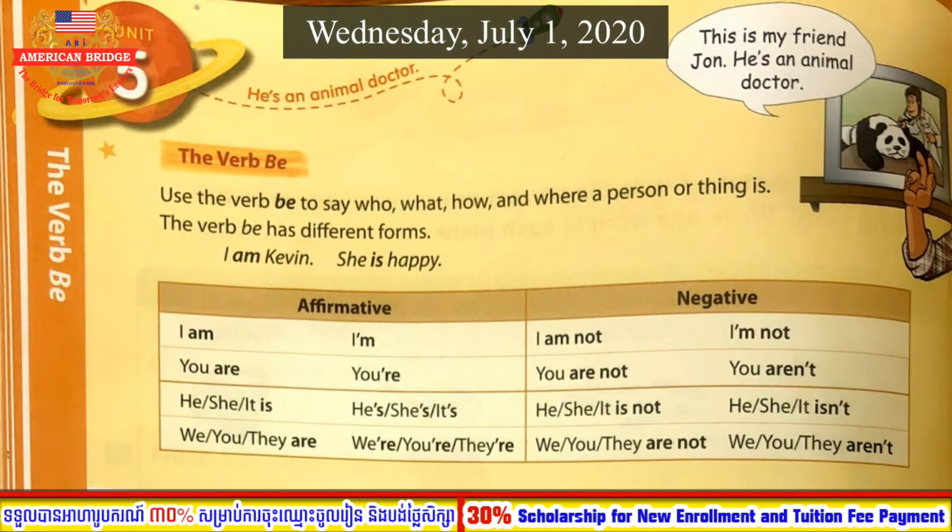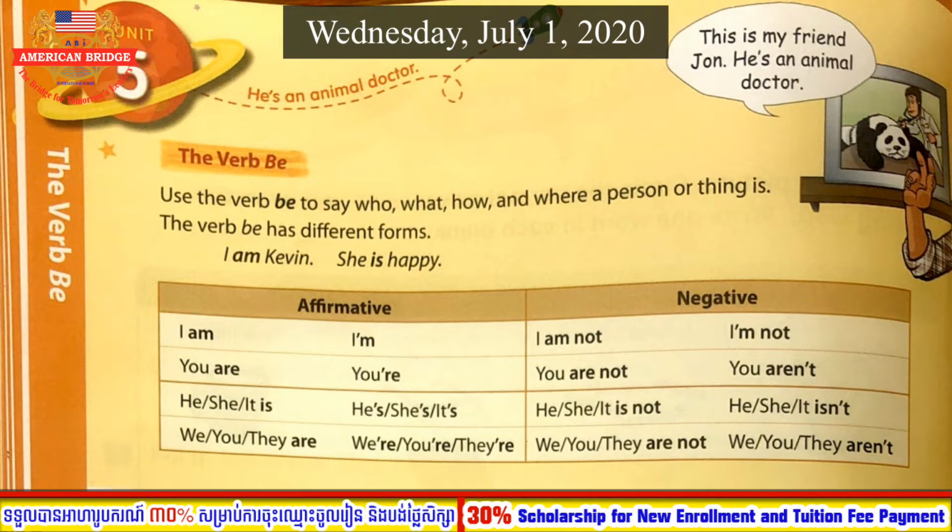So I want you to open your book on page 26. On page 26, you will see Unit 5. He's an animal doctor. Because 3 weeks ago, we already finished Unit 4, right? And today we are going to go to Unit 5 on page 26. On page 26, you will see the lesson about the verb be. I'm sure that most of you know how to use the verb be, but today we are going to specifically learn more about it. So what is verb be?